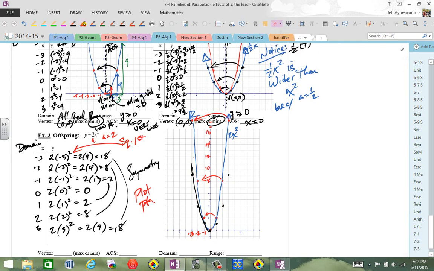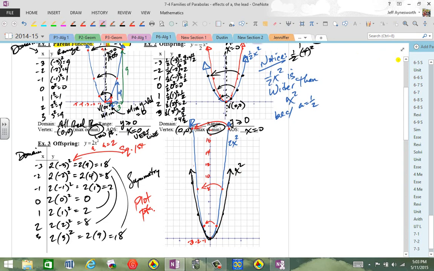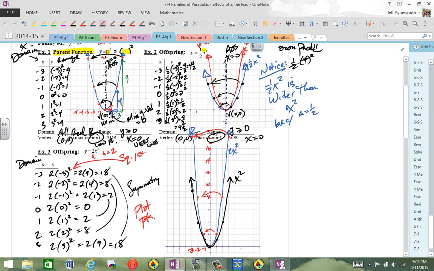Okay, hopefully you can tell that the parent function is not as steep, or what we say is narrow, as 2x squared. 2x squared is a whole lot more narrow than this one. Okay, now let's plot, I'll plot it in green. Let's plot y equals 1/2 x squared on this graph down here. So left 3 up 4.5. So left 3 up 4.5, which is right here. Okay, left 2 up 2.